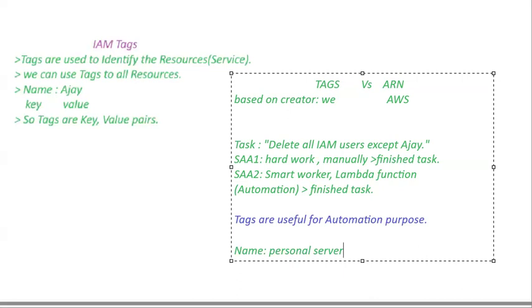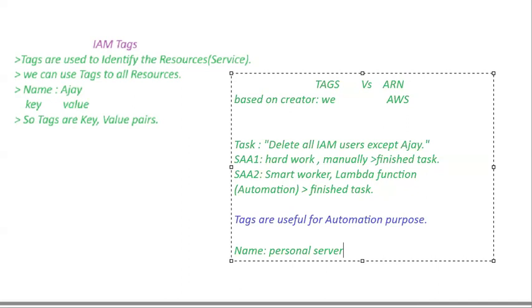Or else I can say, those are sufficient for my night time also. I just tagged them as personal servers. Now my task is to stop the EC2 instances which are not personal servers. So how can I do this? I can do this by using a Lambda function, by using automation.